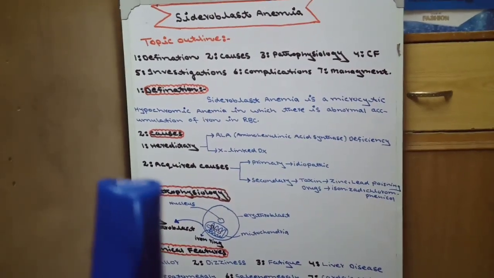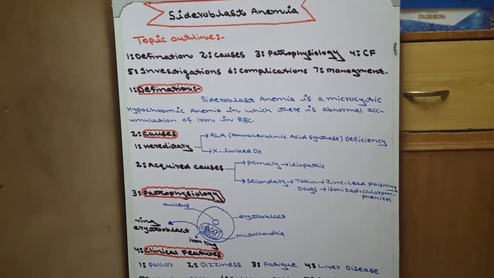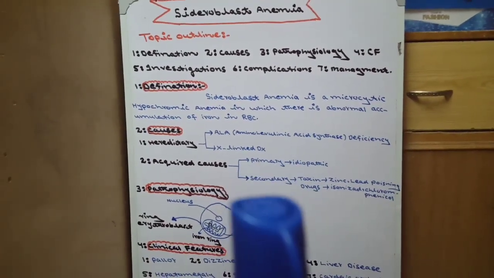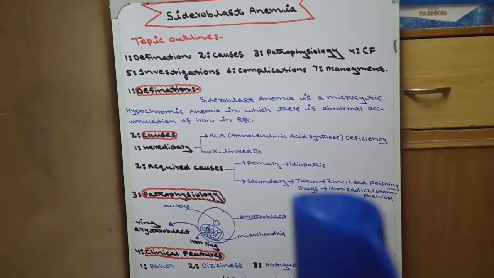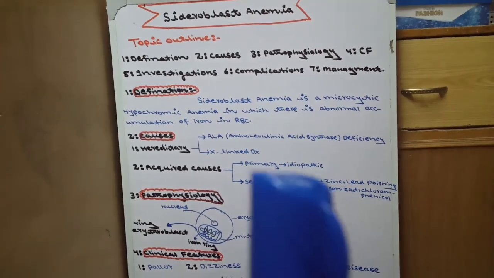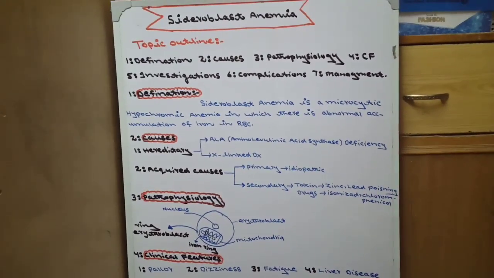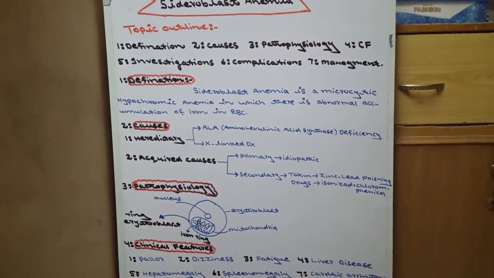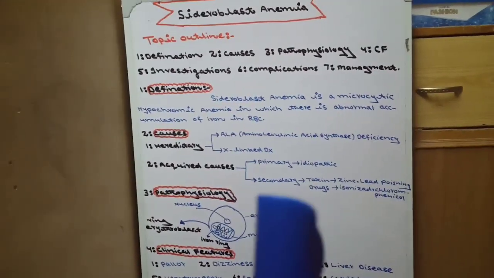Now come to the second, acquired causes. Again, we divide the acquired causes into two. Number one is primary, number two is secondary. Now in primary, the type is idiopathic, because the cause of primary is unknown. Idiopathic means unknown.